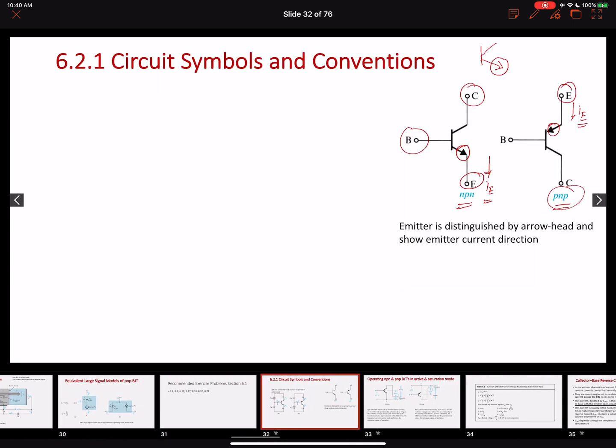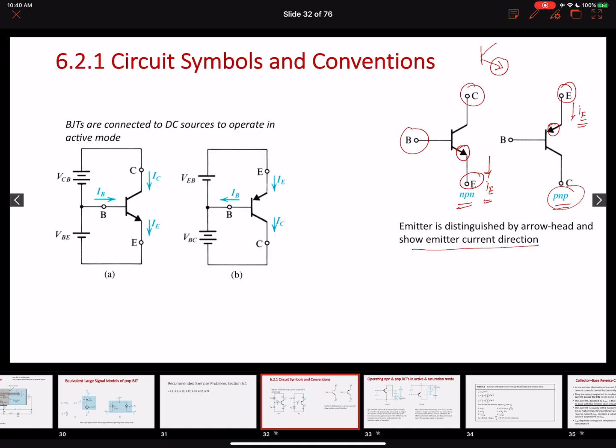All right, so the direction of the arrow will represent the direction of the current, or emitter current, and the arrow terminal will represent the emitter terminal. Of the other two, the middle one is the base and the other one will be the collector. All right, so this is how we bias the NPN and the PNP transistor to operate them in different regions, right?